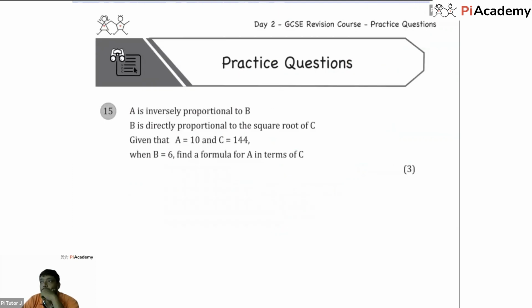A is inversely proportional to B. B is directly proportional to square root of C. Given A is equal to 10, C is equal to 144, when B is equal to 6, find a formula for A in terms of C. Can you do this? Find the formula for A in terms of C.